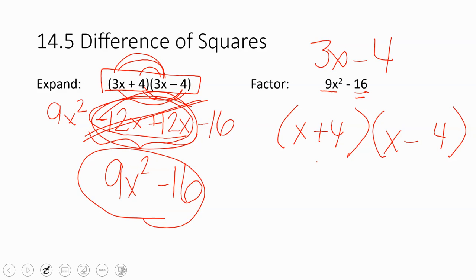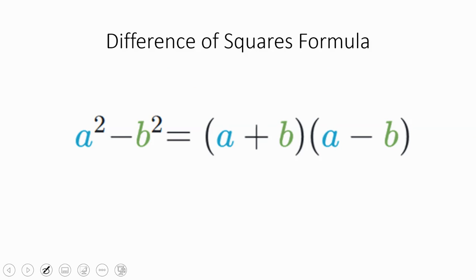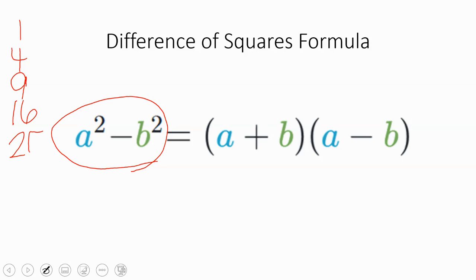Okay, so the formula is exactly that. When you have a squared minus b squared, for example, you must have perfect squares. What are the perfect squares? The perfect squares are 1, 4, 9, 16, 25, 36, right? You could keep going and going. 1 squared, 2 squared, 3 squared, 4 squared. Okay, those are your perfect squares.